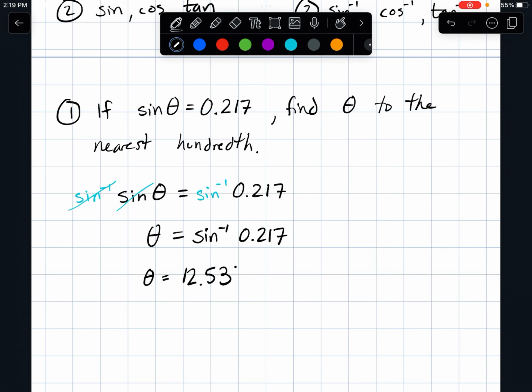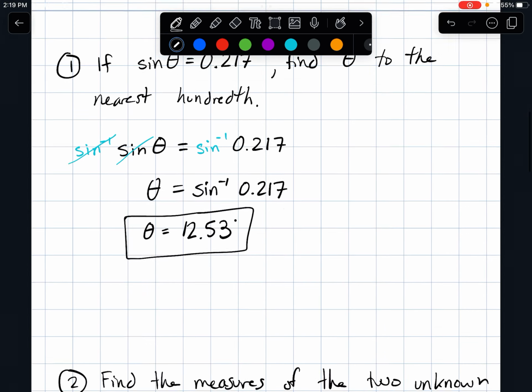Okay. So that's kind of how you just do it. If you're looking for the angle, again, you're going to use the inverse of that value. So if it said cosine of theta, you just use the inverse cosine. If it said tangent of theta, you'd use the inverse tangent. And that's it. And that would tell you the angle measure.